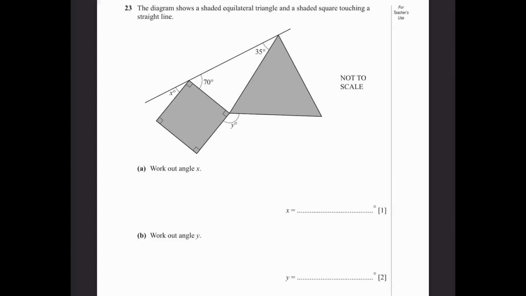Question 23. The diagram shows a shaded equilateral triangle and a shaded square touching a straight line. Work out angle X is part A, and B, work out angle Y. So first of all, angles in an equilateral triangle are 60 degrees. So all of these are equal to 60 degrees. And then we have this angle, which is 90 degrees. Now angles in a straight line add up to 180. So X is equal to 180 minus 90 minus 70, which is 20 degrees.